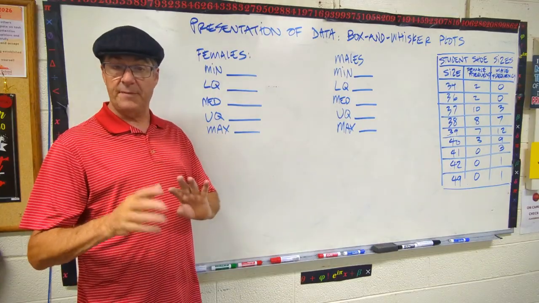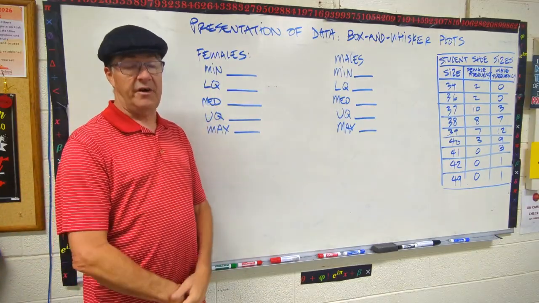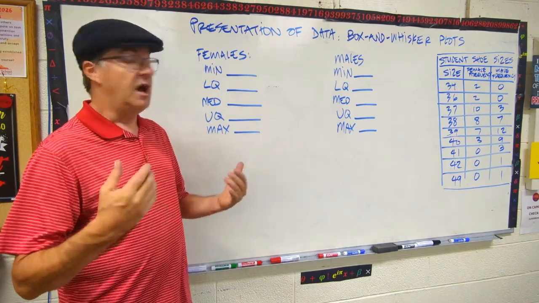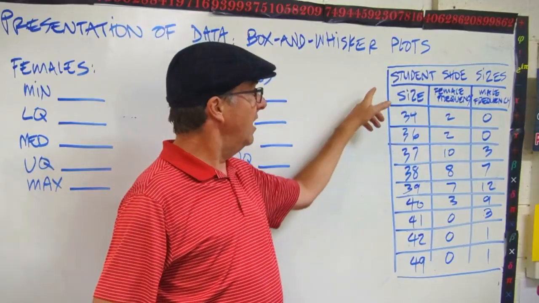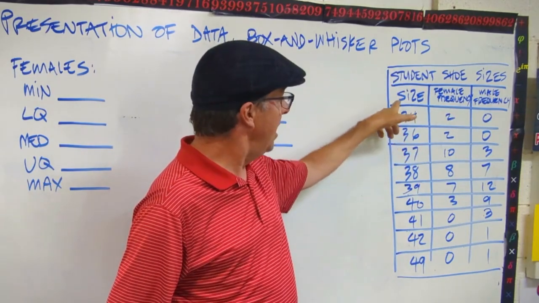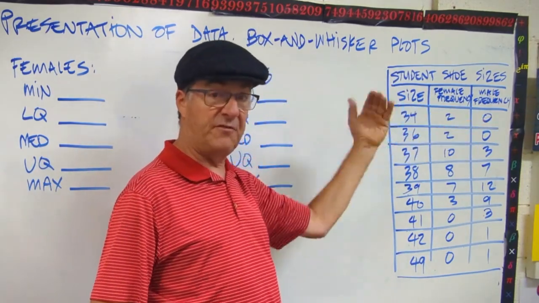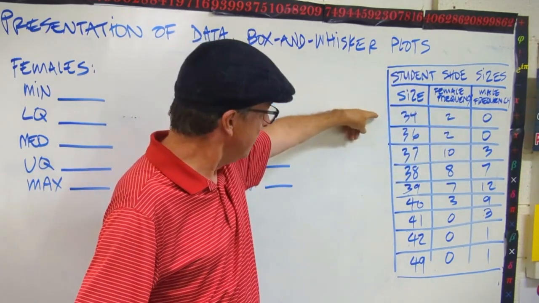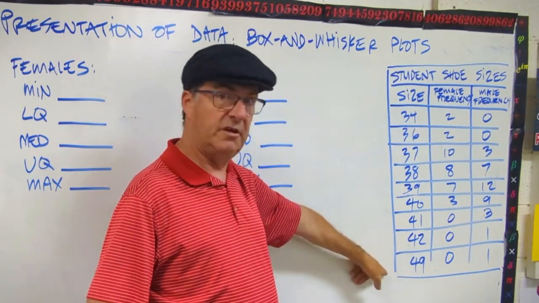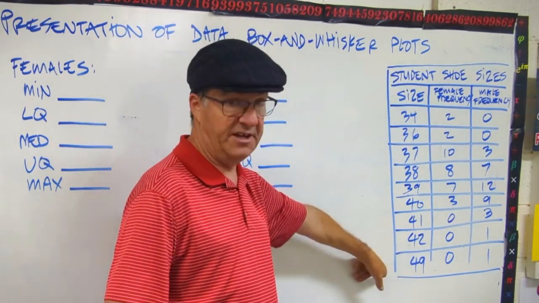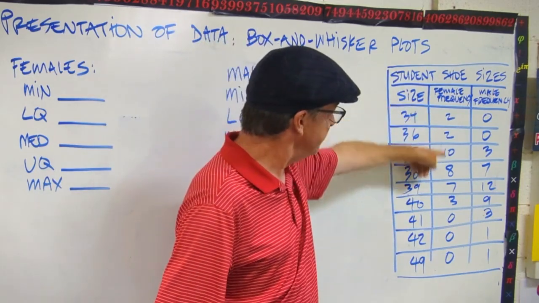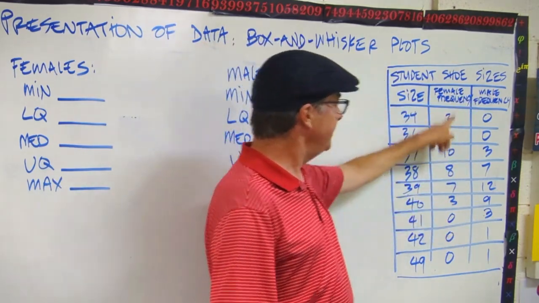Let's do one more example to bring this practice home. So check this out. I've got some new data for you. Now we're using shoe sizes. And we're dividing our population up into females and males. So here are our European shoe sizes. These aren't American shoe sizes. And then we have our frequencies for both the males and the females.